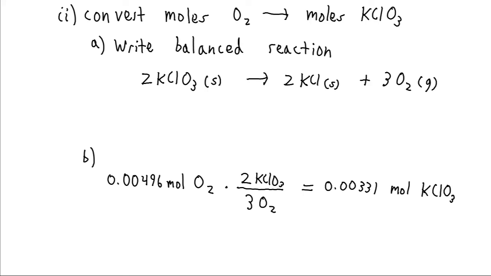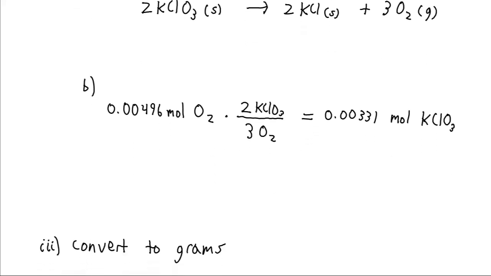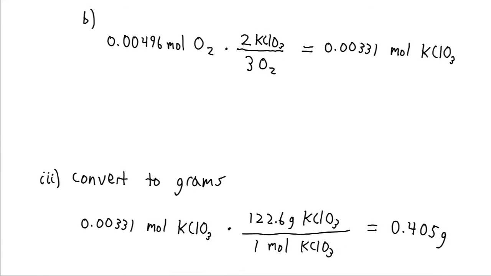And then our final step is the usual, because we can't really measure moles in the laboratory. We can only measure masses. We're going to go ahead and convert this back to grams so that it makes experimental sense to us. And so multiply by the molecular weight of the KClO3, and moles will cancel, and we will get 0.405 grams of KClO3.